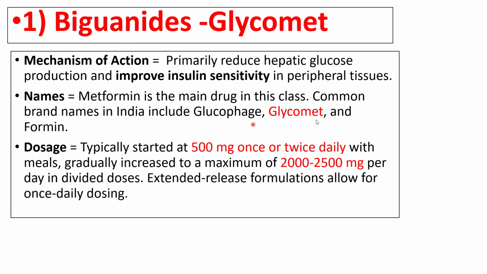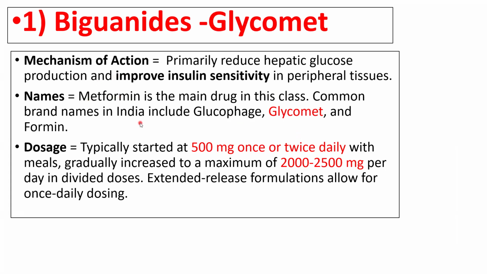These are the brand names available in the medical shop. If you go to the medical shop and ask for biguanide, he will say, no, I don't know what is biguanide. Some pharmacists may know, but basically the patient should ask for Glucophage or Glycomet. But the Glycomet name, you must remember. Glycomet, metformin. What is that generic name?